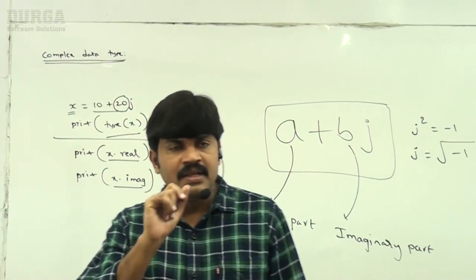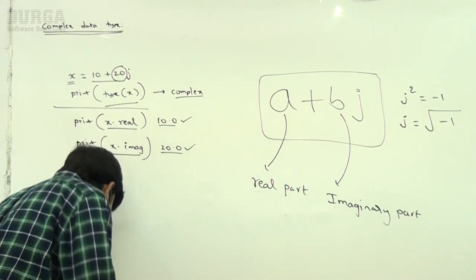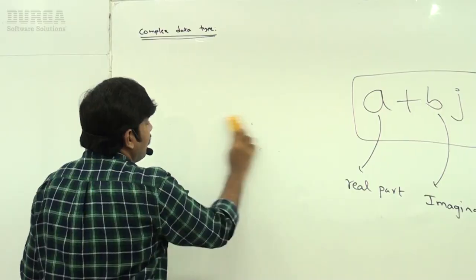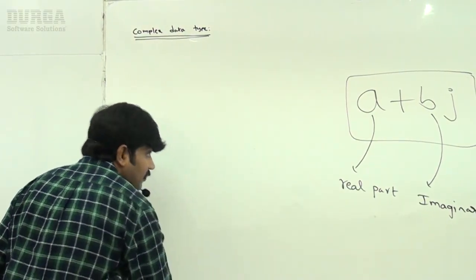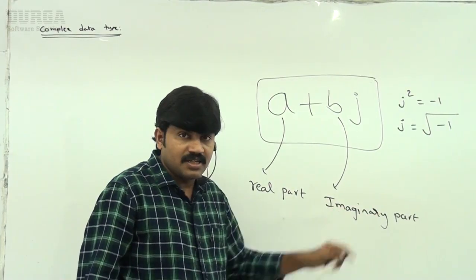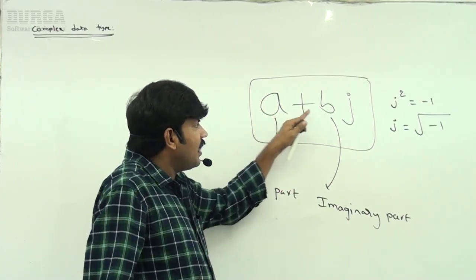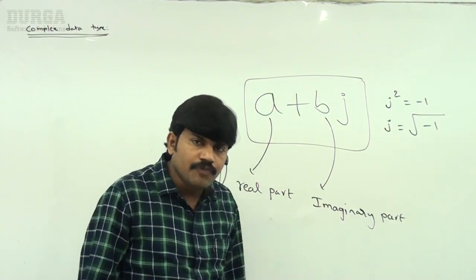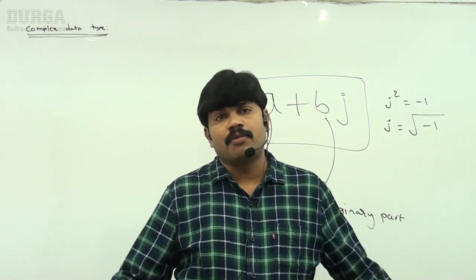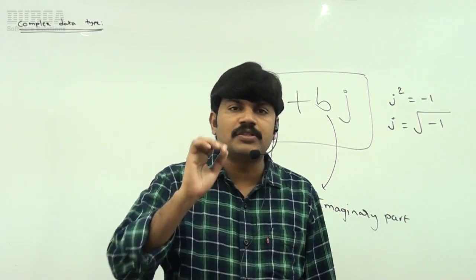Clear, right? Okay, next important conclusion, sir. The first part is called which one? Please confirm. The first part is called what? Real part. Second part is called what? Imaginary part. Sir, in real and imaginary parts, if you want, you can take int values. If you want, you can take float values, no problem at all.